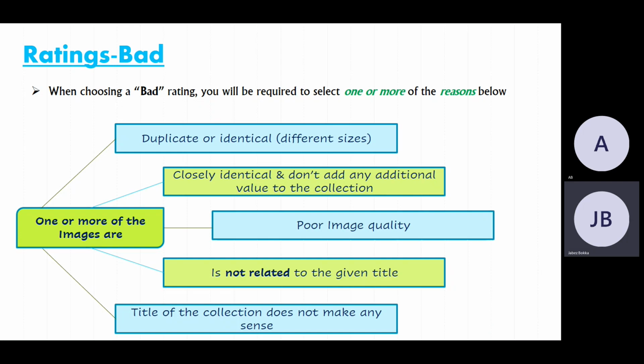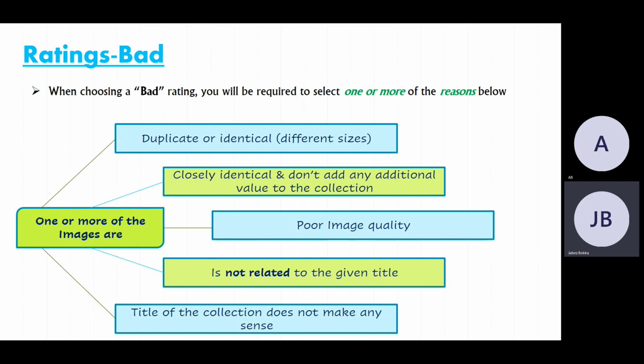Coming to the bad rating, when we need to choose bad rating: if you find any duplicates or any identical images, the same image twice, or a repetitive image in the set of images, then we need to rate it as bad. If you find an image which is closely identical and doesn't add any additional value, then you can mark it as bad.